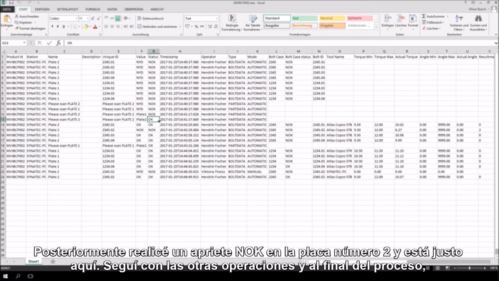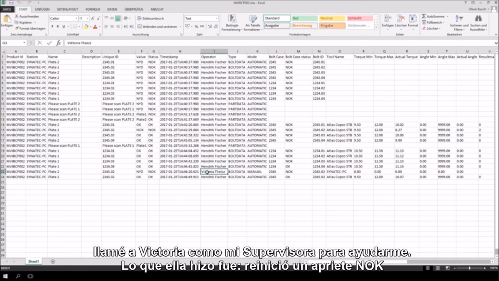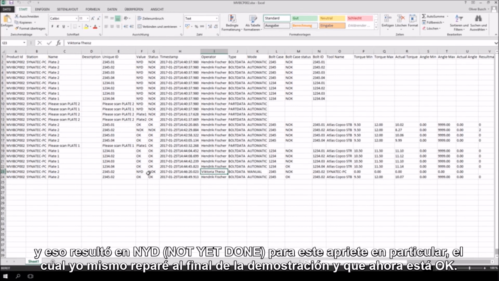And then I did an NOK tightening on the plate number 2, on the right-hand plate, which is right here. I carried on with all the other operations, and then at the end of the process, I had to call Victoria as my supervisor to help me out here. And what she did was she reset this not okay tightening, and that resulted here in our recorded data, again, in a not yet done for this particular tightening, which I myself fixed then at the end of the demonstration, and it is now okay.